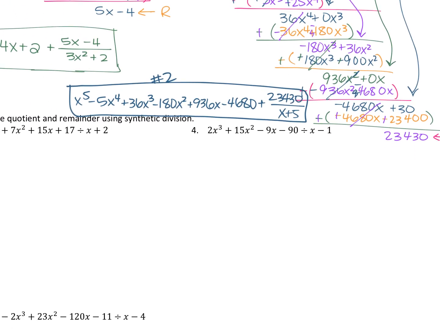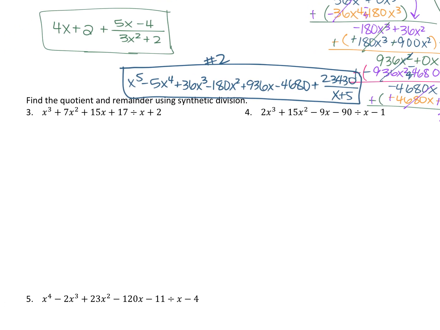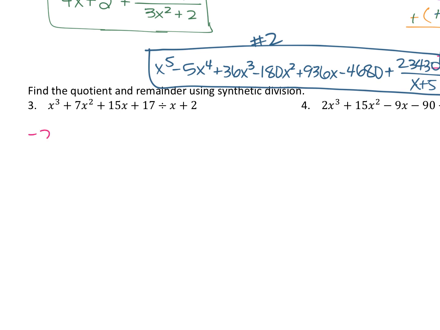The next part that we're going to look at is finding the quotient and the remainder using synthetic division. With these, remember the part that you're dividing by, set it equal to 0, solve for x. That's the number that's going to be on the outside. From there, make sure the part that you start with, which is the coefficients and constants that are going on the inside, include every term from the highest power to the lowest power. So for number 3, we have x cubed plus 7x squared plus 15x plus 17 divided by x plus 2. That number that's going to go on the outside is negative 2. On the inside, you're going to have 1, 7, 15, and 17.